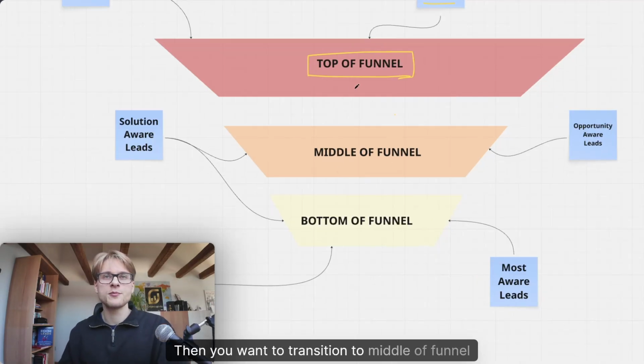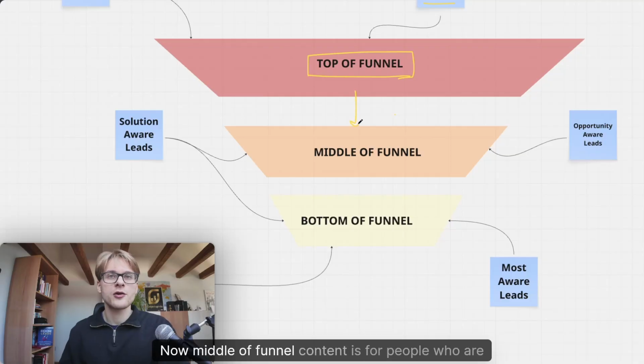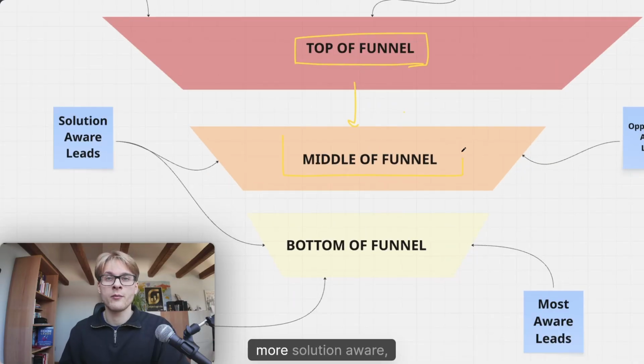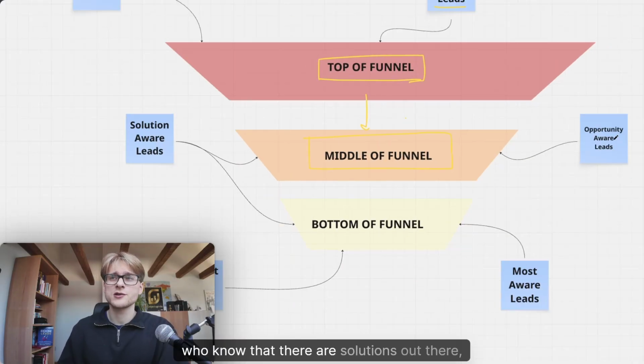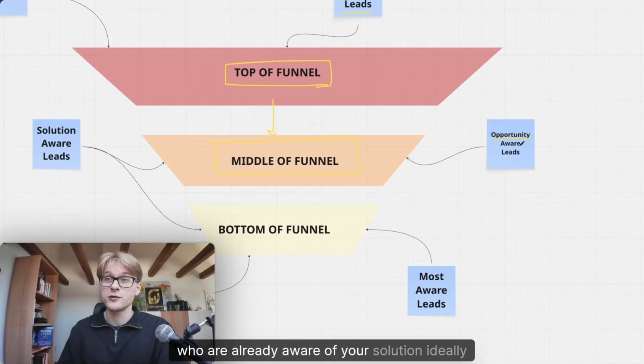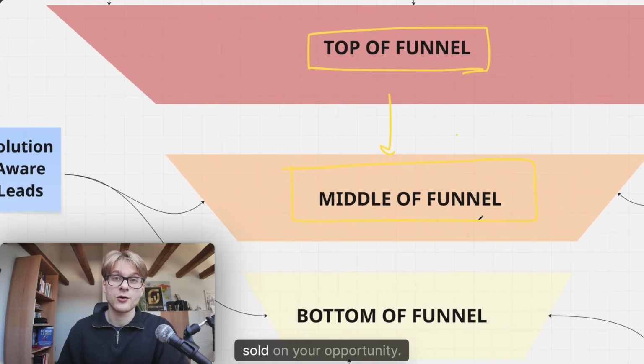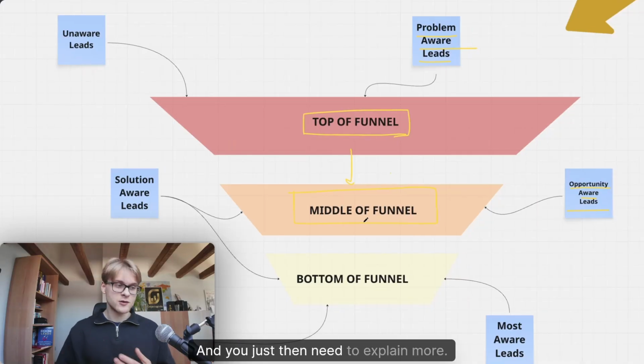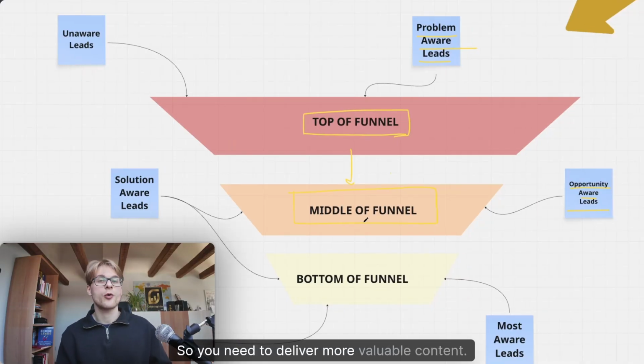Then you want to transition to middle of funnel content. Now, middle of funnel content is for people who are more solution aware, who know that there are solutions out there, who are already aware of your solution, ideally, and who are aware of the entire opportunity and sold on your opportunity. You just then need to explain more. So you need to deliver more valuable content.